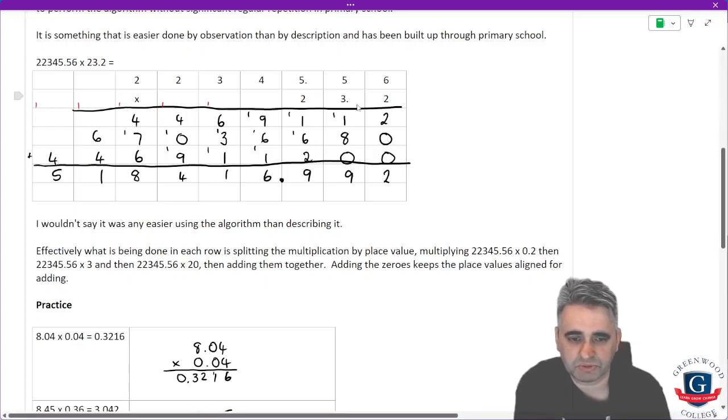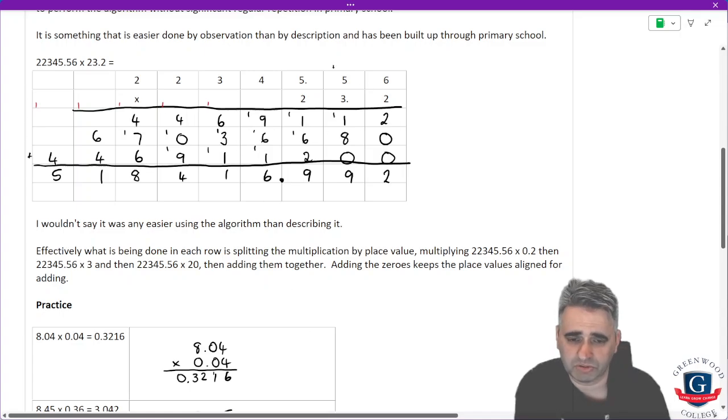Count the number of decimal places. There's the decimal. 1, 2, 3 numbers are after the decimal place. Go across 3 decimal places. Go across 3 place values. 1, 2, 3. Decimal point goes here. So if I multiply this number by this number, that is the answer.